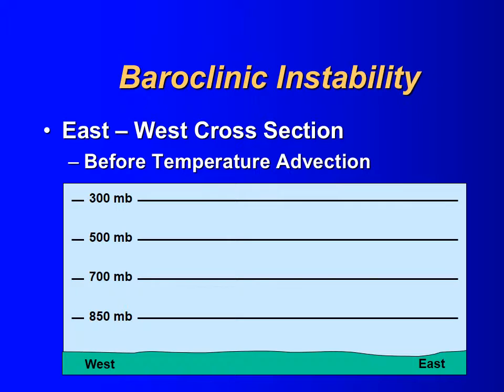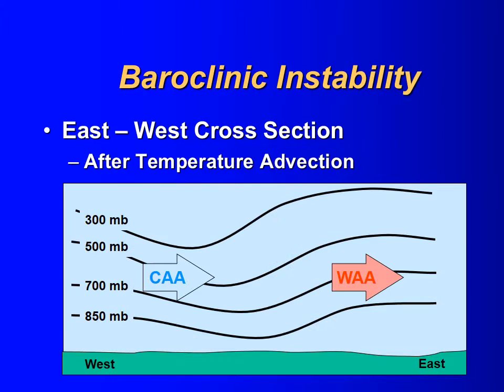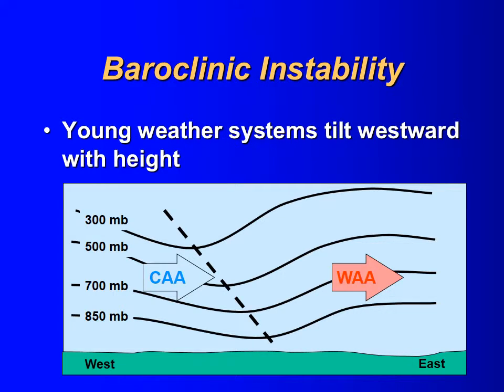So this is what your east-west cross-section looked like before we had all that temperature advection. Now to the west, the cold air is coming down. To the east, warm air is moving up. And pretty soon, this is what it looks like. With that cold air, the thicknesses are less. With the warm air advection, thicknesses are greater. So you'll start to see this trough tilt to the west, and it looks something like that. This is what you see with young weather systems that still have a strong temperature gradient and also strong temperature advection.